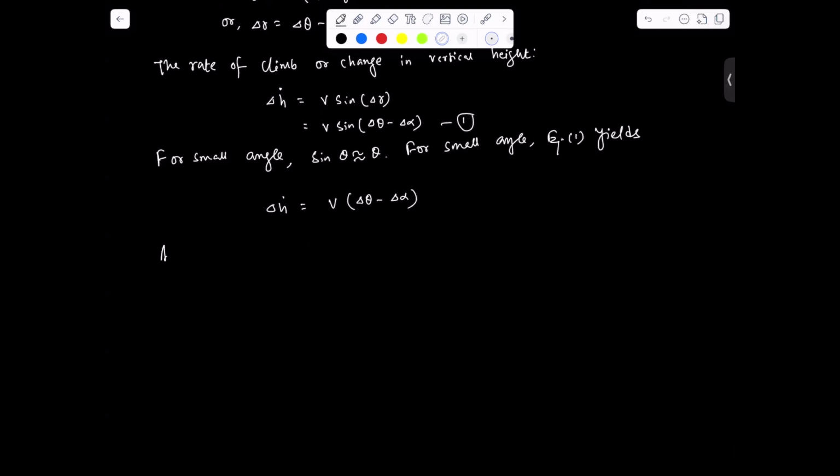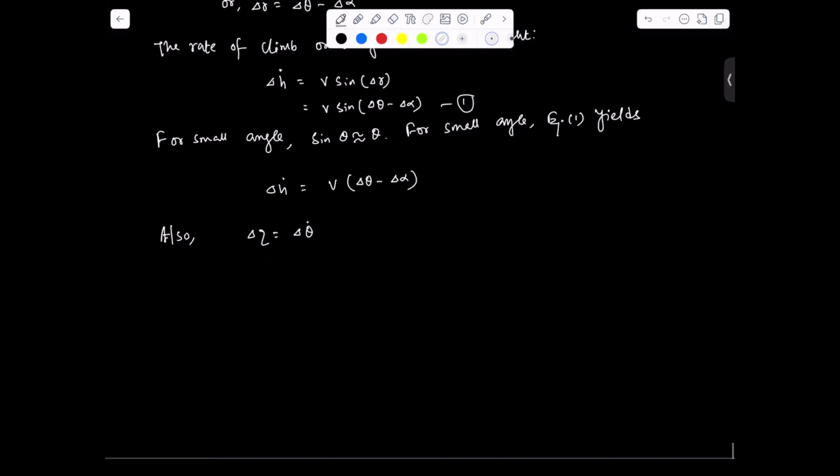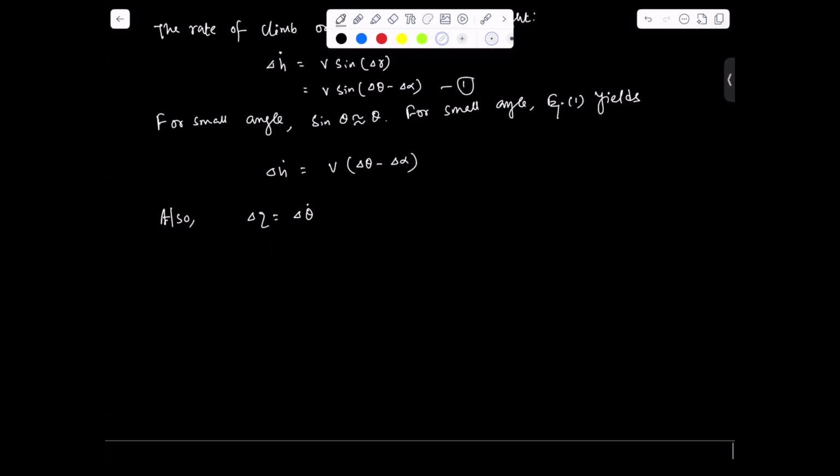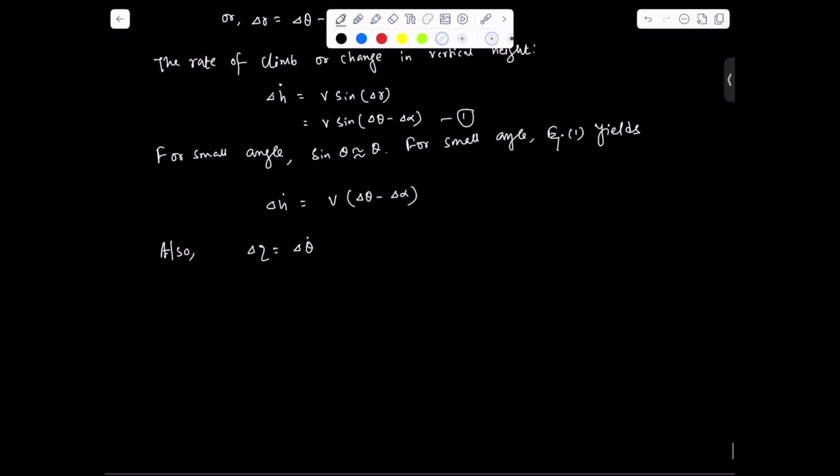Also we know that del Q equal to del theta dot, right? These are things you have already discussed in the first course, so I'm not going to detail them. So here we can add this equation and this equation. Let us define this as equation number 2, and this as equation number 3.